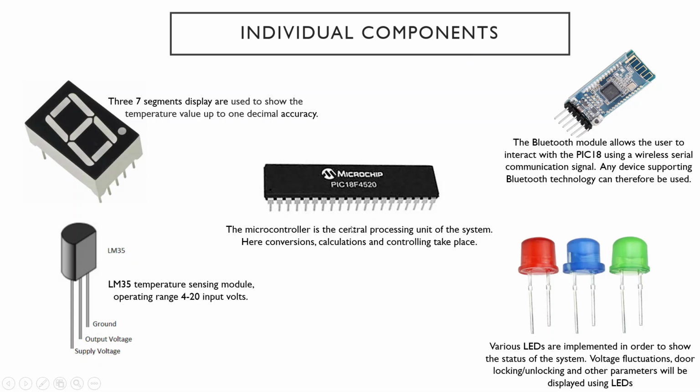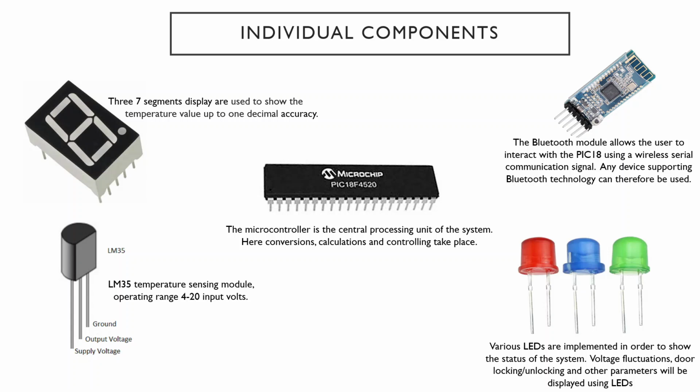The LM35 sensor is our temperature sensing module. Its operating voltage range is 4 to 20 input volts, and it is connected directly to the microchip, to the PK18. Its values are shown through 3 seven-segment displays. We decided to use 3 seven-segment displays because we want to have 1 decimal accuracy.